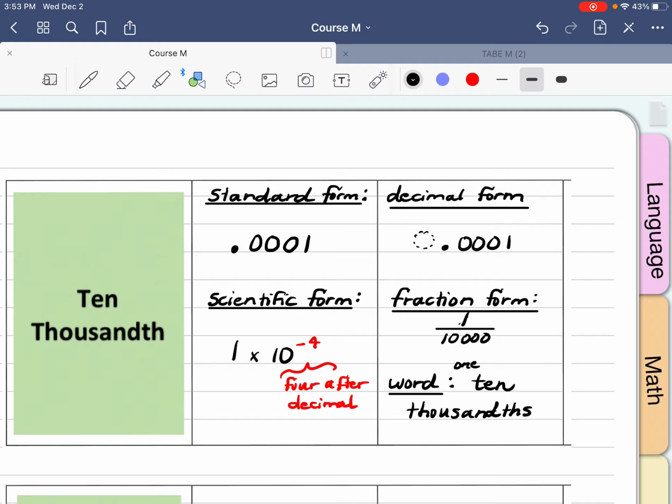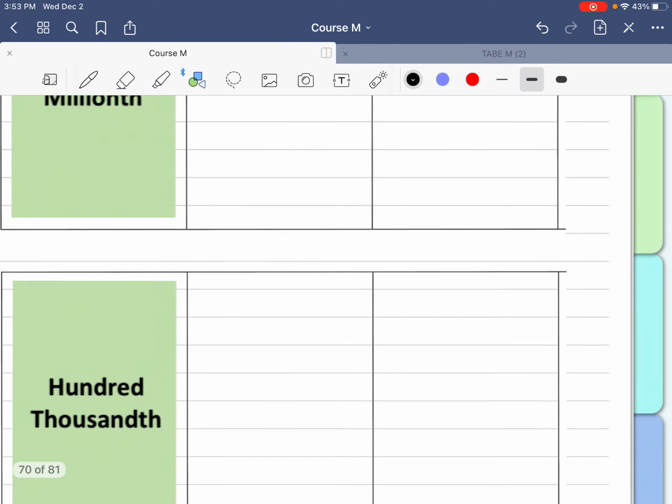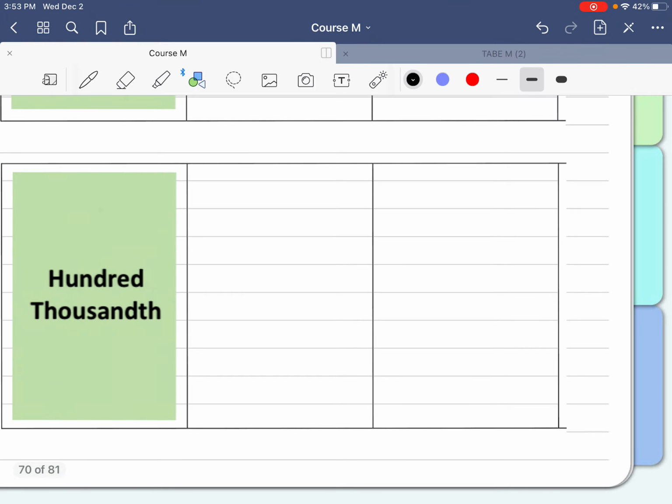Couple more and we'll be done with these. I know this is getting tiresome. And actually I need to go down to hundred thousandths. I have mine in the wrong order. So your next door is hundred thousandths. In standard form, I have decimal, tenths, hundredths, thousandths, 10 thousandths, 100 thousandths.